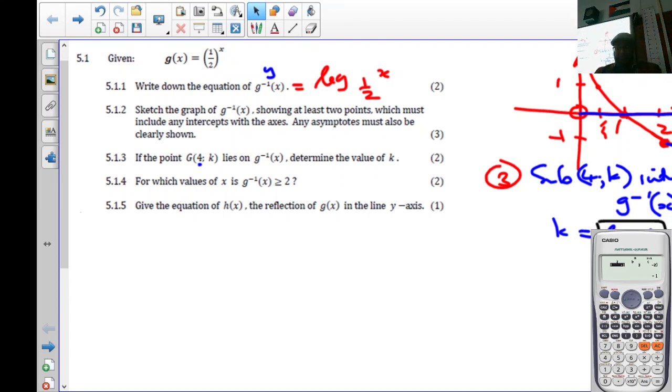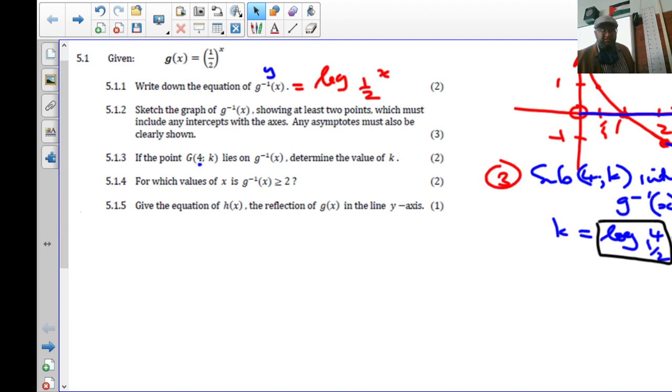Okay, so as I said, we can put this in the calculator. It would simply be log. So you please first declare the calculator. Not shift, just log 4 base half. It gives us negative 2. So either way, you would get that answer out there. I'll just remove it again.